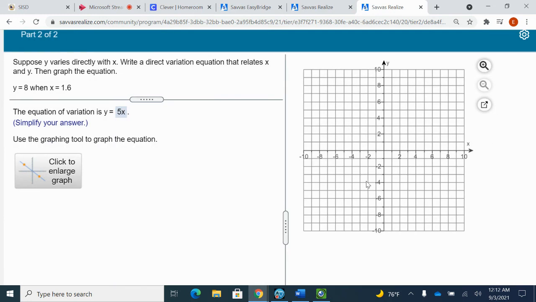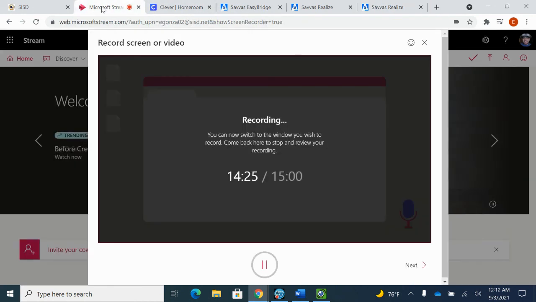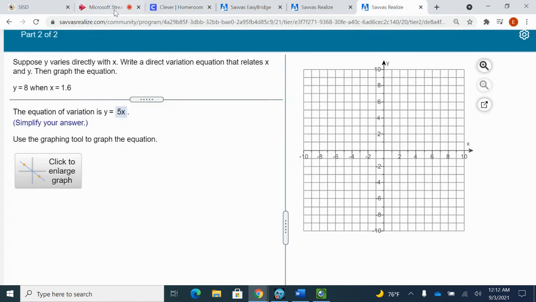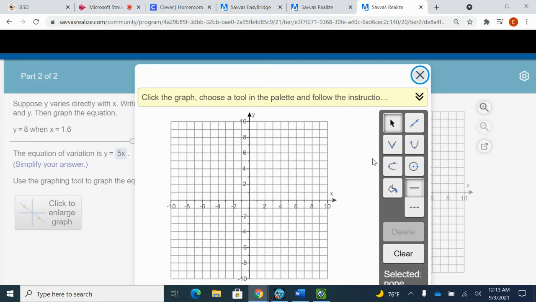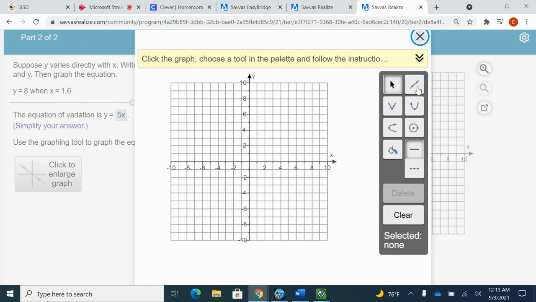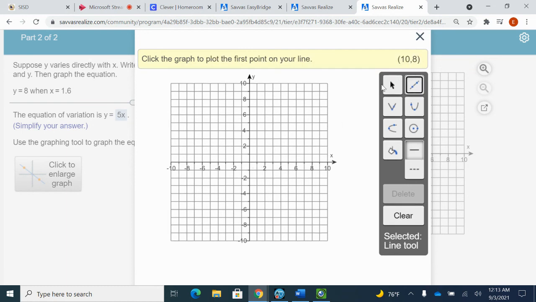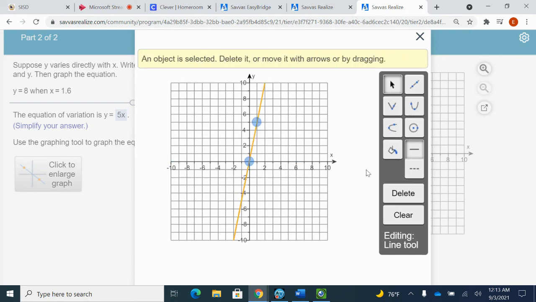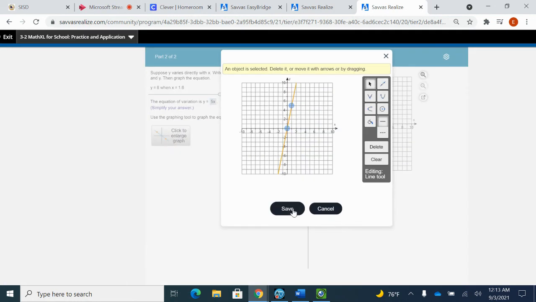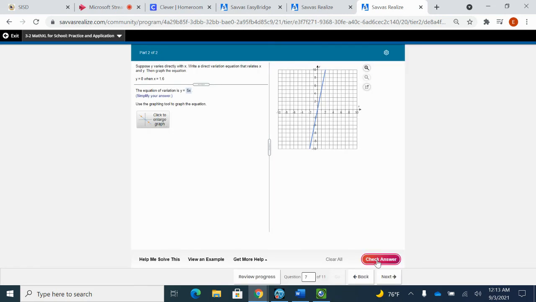Now it says to graph. Again, this is really easy. You can actually graph y equals 5x in your calculator. Use your handy dandy calculator, go to the function, and graph it. We know that my first coordinate point is 0, 0, and my second coordinate point is 1, 5. Why? Because I used some points. Save it, check it, and we're good.